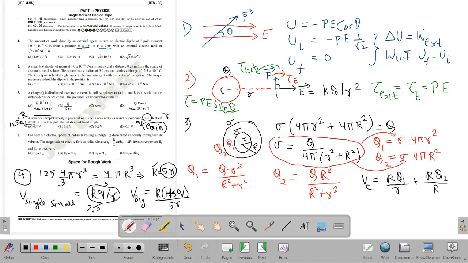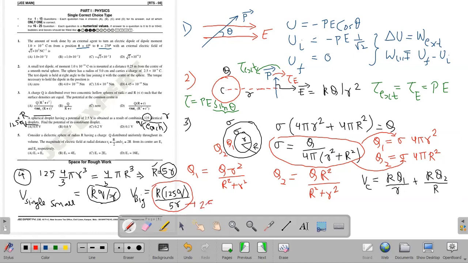So you substitute here, and then your answer will be 25 into 2.5. This is the final answer. 125 upon 5 will be 25, and then it is 2.5. So that is the answer, the potential of the constituent droplet. I'm sorry, this 2.5 is not the potential of that single drop. Actually, the 2.5 value is given as the potential of this term.